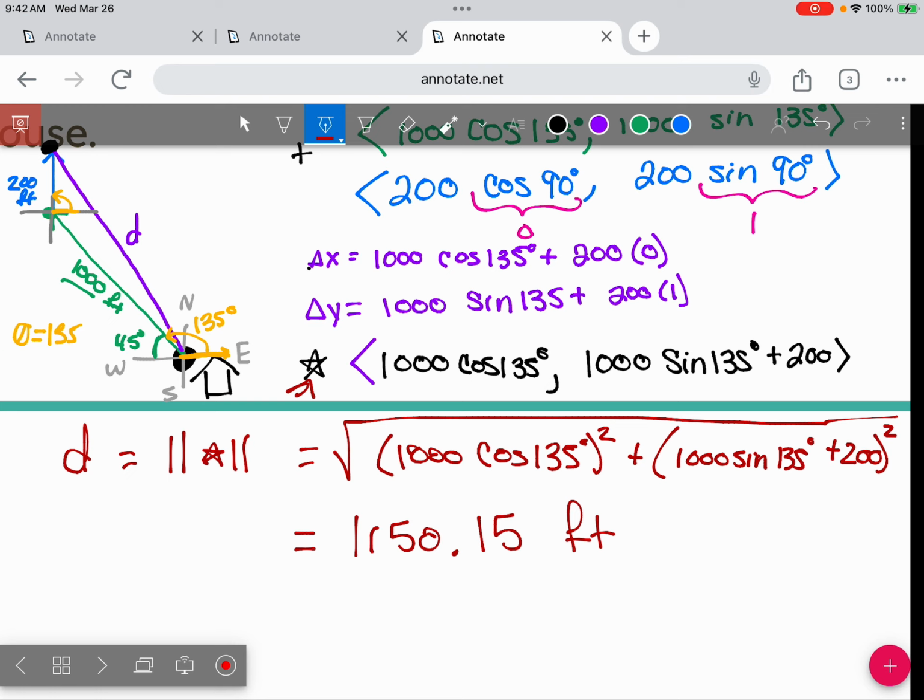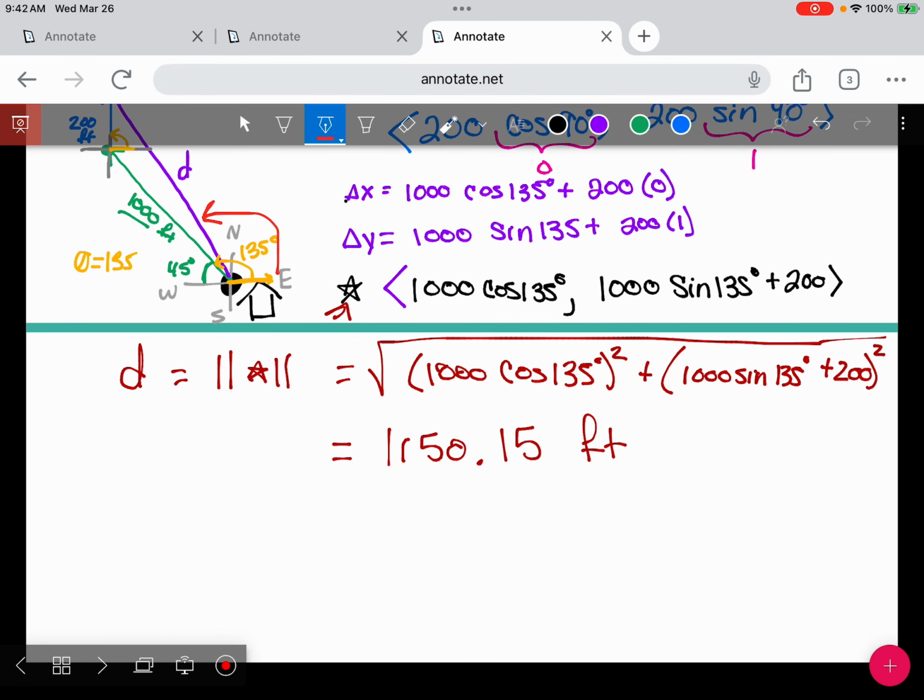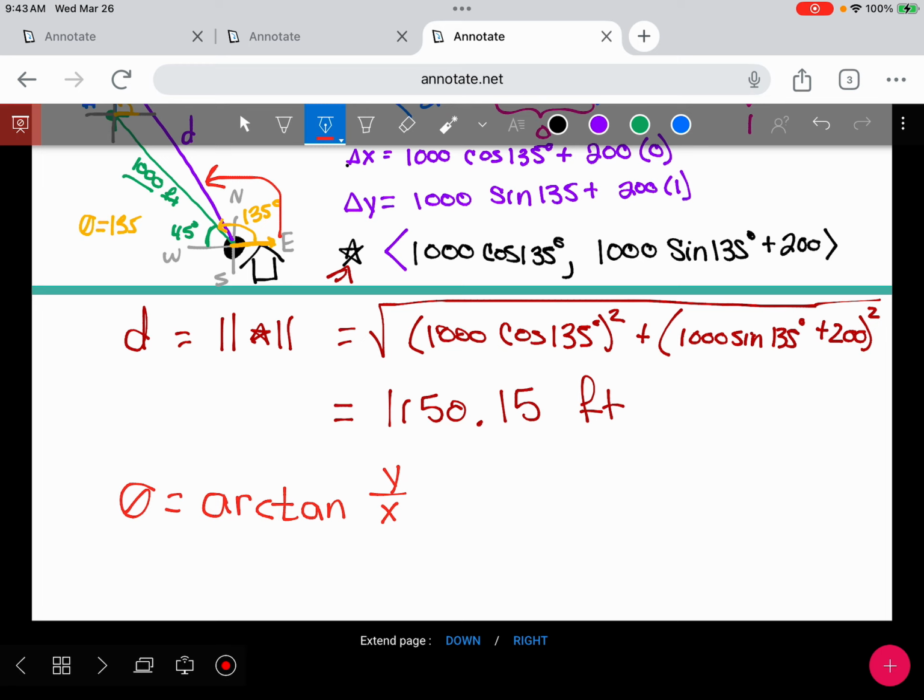To find the angle, we want to know this angle. That's when we are going to use our theta equals our inverse tangent, arctangent of y over x. So it's using our stuff from yesterday in these super gross vectors. So they get gross. The calculations themselves are not hard, but the vectors look super gross.